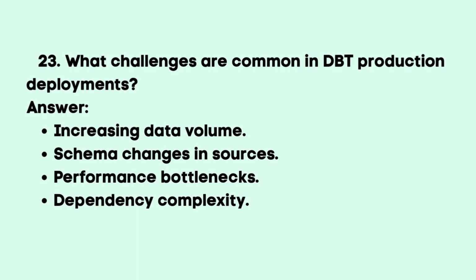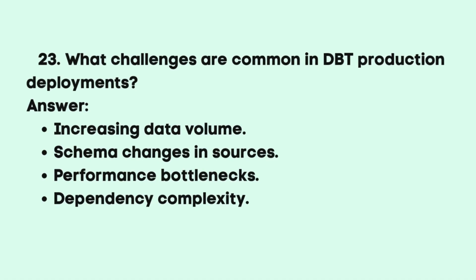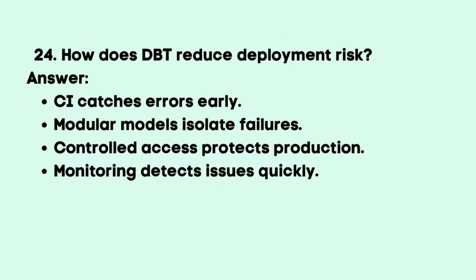What challenges are common in DBT production deployments? Answer: Increasing data volume. Schema changes in sources. Performance bottlenecks. Dependency complexity. How does DBT reduce deployment risk? Answer: CI catches errors early. Modular models isolate failures. Controlled access protects production. Monitoring detects issues quickly.